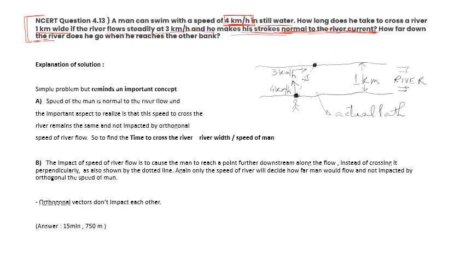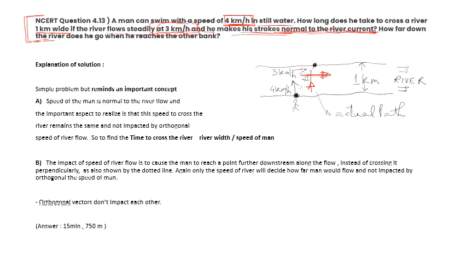Then the next important factor given here is that water is flowing steadily at 3 kilometers per hour. So that means the speed of water is naturally towards the right, and therefore it is at right angles to how the man is swimming. So the speed of water is towards the right and its speed is 3 kilometers per hour.